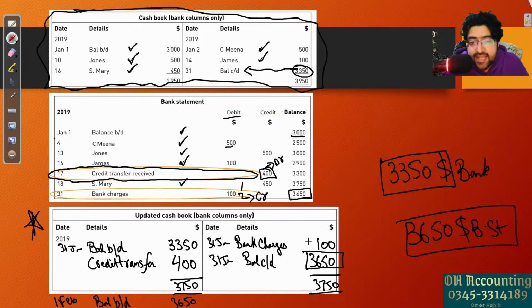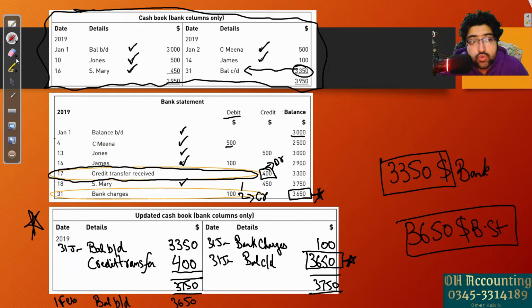As you can see, now the balance on the updated cash book and the bank statement are the same. So we have included things that were missing on the cash book but present on the bank statement, and now we have come to the same balance. We were not aware about these things. Once we get to know about these things, we will include them, and then now our balances are equal. Okay? This is the first step.